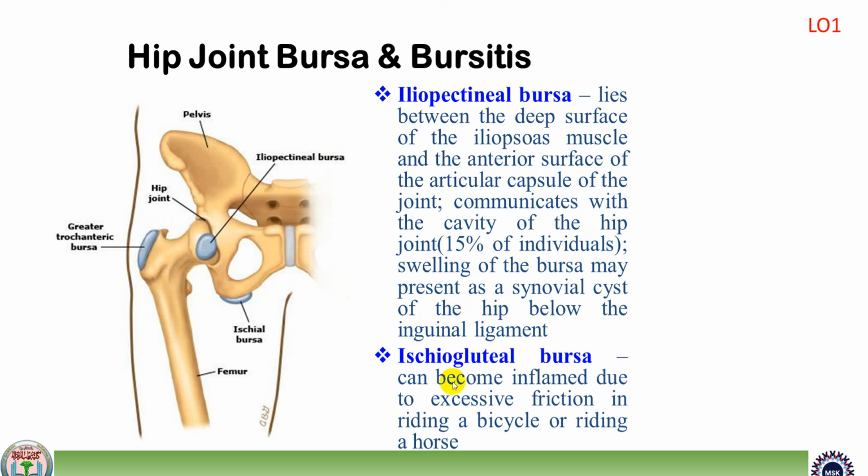Another bursa, as I said, the ischio-gluteal bursa, can also become inflamed due to excessive friction, as in riding bicycles. It is located here, and friction can occur with repetitive flexion and extension of the hip, such as riding a bicycle or also riding a horse, due to friction.